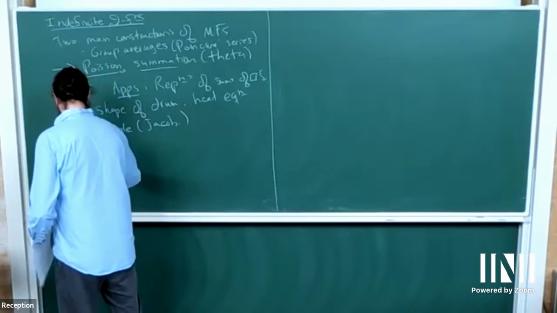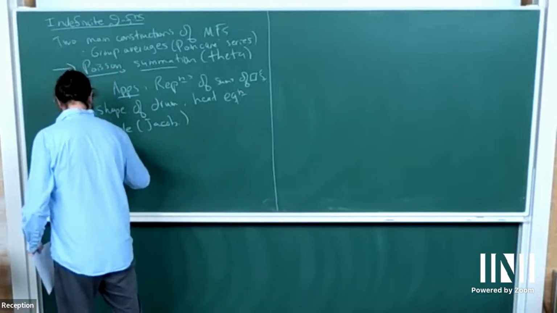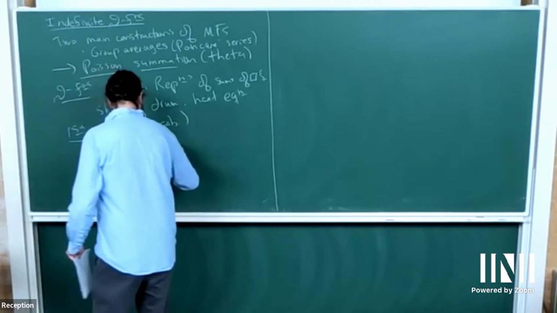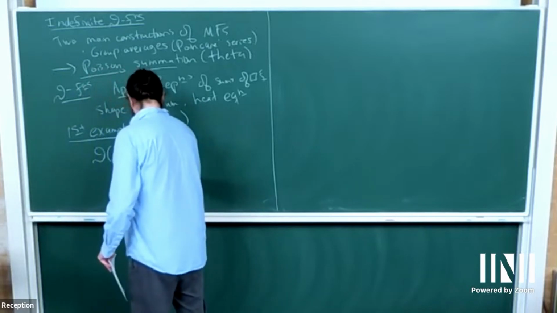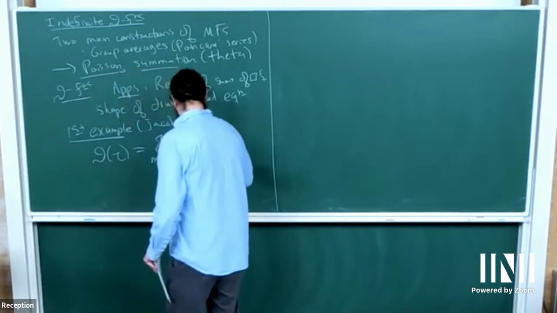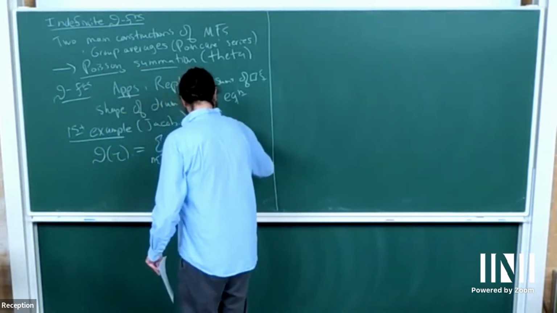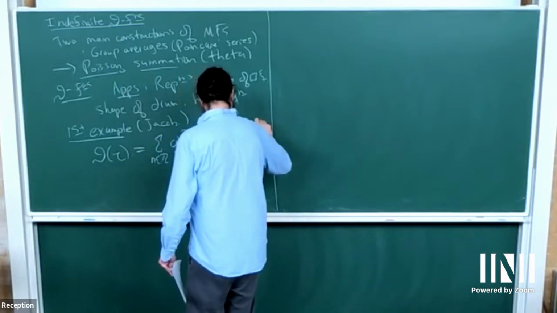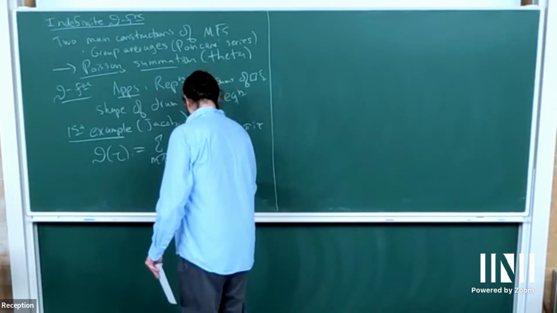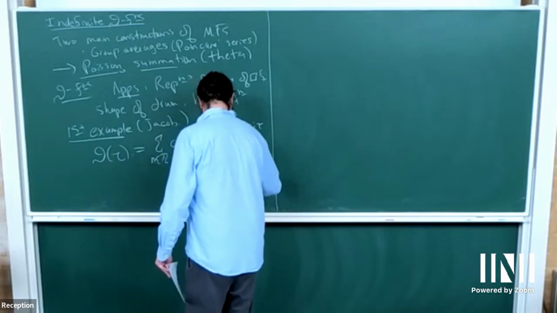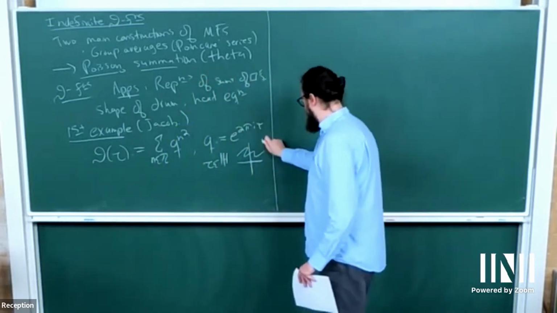Okay, so this will be the basic theta function, theta of tau. It's just going to be the sum of q to the n squared, running over the integers. For me, q is always e to the 2 pi i tau, and tau is always in the upper half plane, which is the set of points with positive imaginary part.